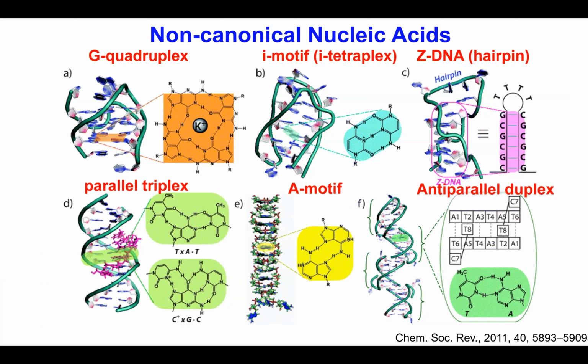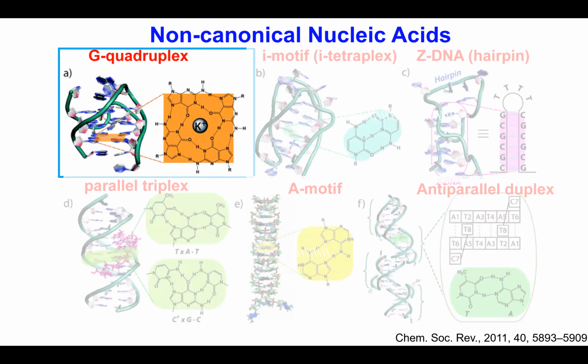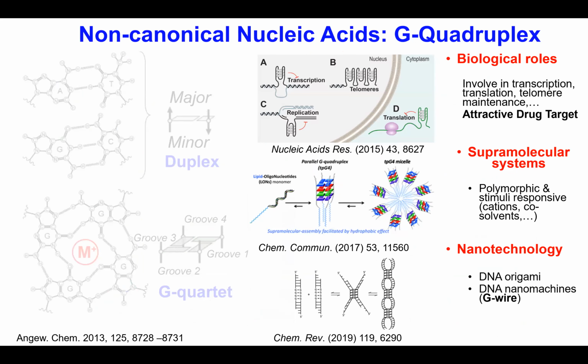There are several types of nucleic acid structures, for example G-quadruplex, i-motifs, some types of Z-DNA, and different types of triplex and antiparallel conformations. Today I will talk about the G-quadruplex. Let's see why it is important in life. These types of sequences are found in human and other genomic sequences, like oncogene promoter sequences and telomeric sequences. So they definitely have some biological roles.